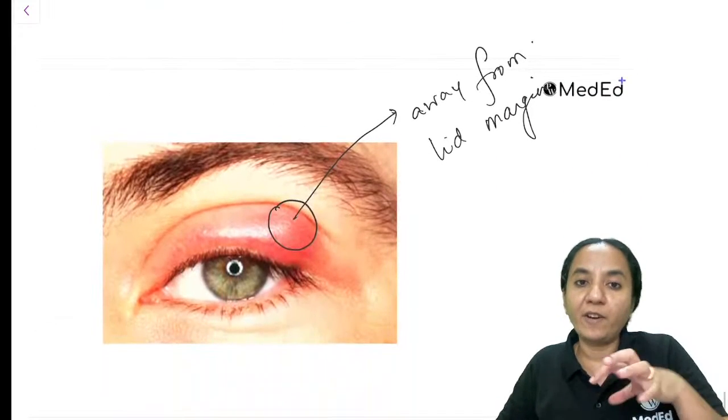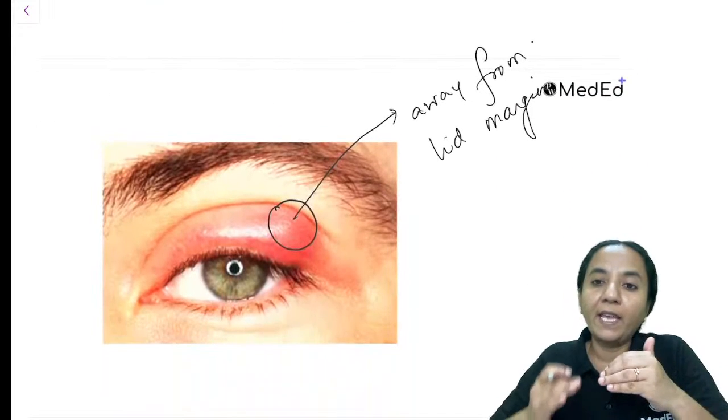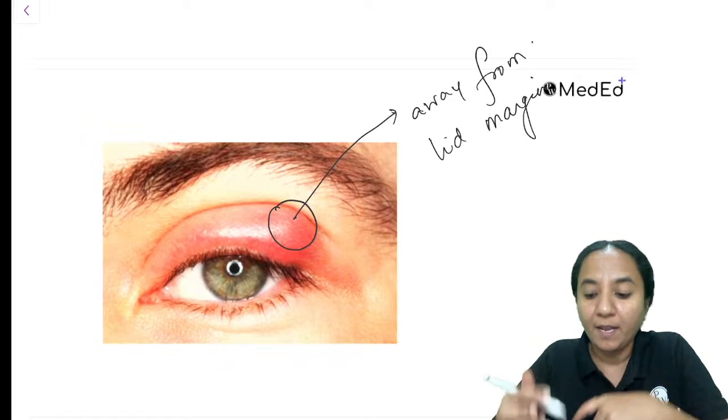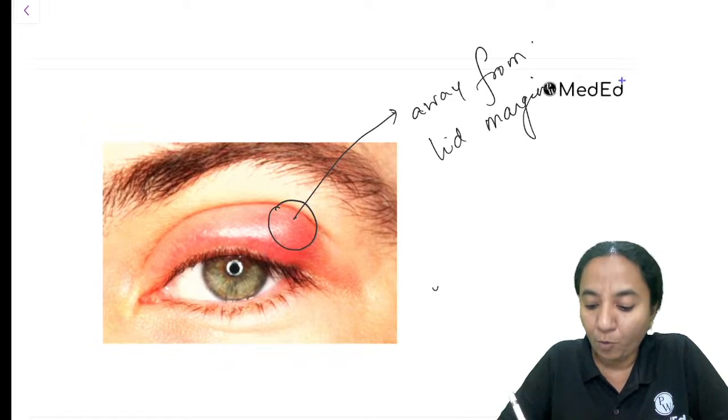Now, if you have a red swelling like this, where the maximum swelling or tenderness is away from the lid margin, then this is an involvement of the meibomian gland.